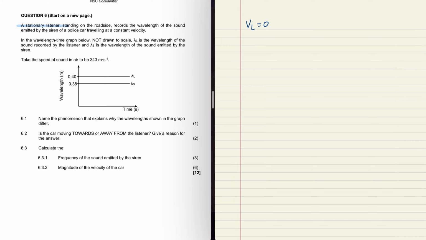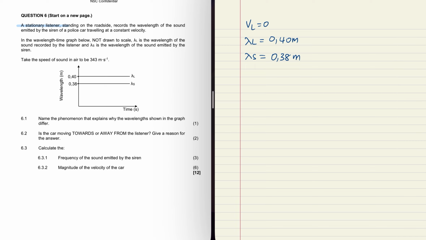In the wavelength time graph below, not drawn to scale, lambda L is the wavelength of the sound recorded by the listener, and lambda S is the wavelength of the sound emitted by the siren. So from the graph, I'm just going to make a note. Lambda L is equal to 0.40 meters, and lambda S is equal to 0.38 meters. Take the speed of sound in air to be 343 meters per second.